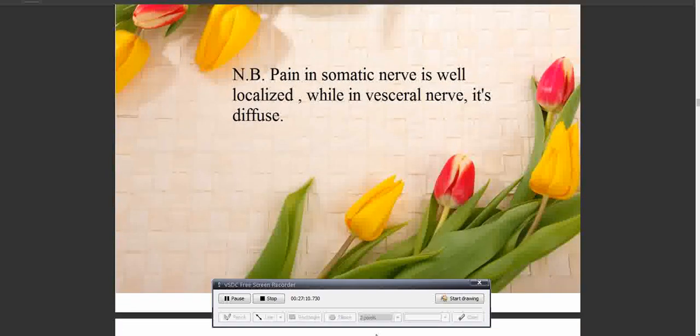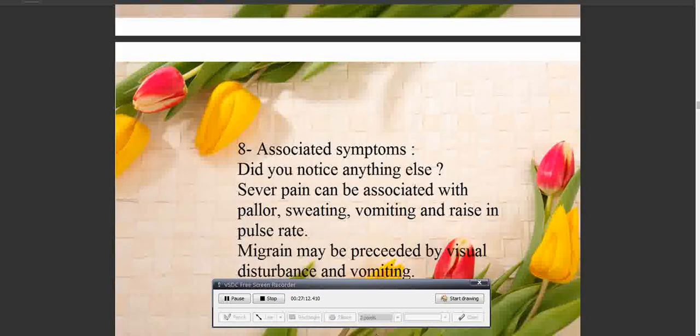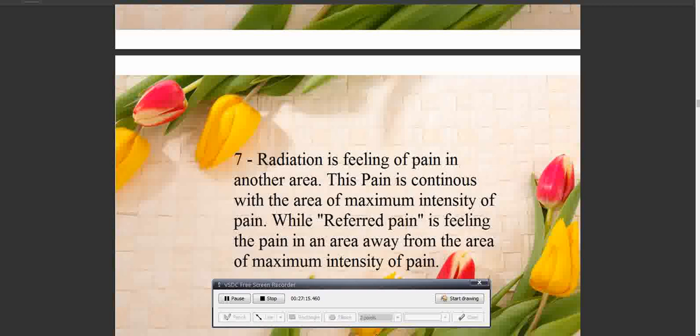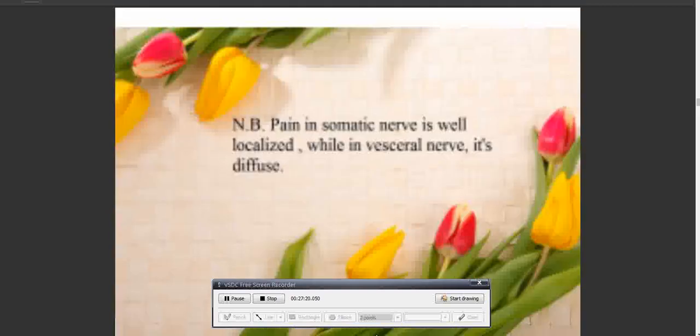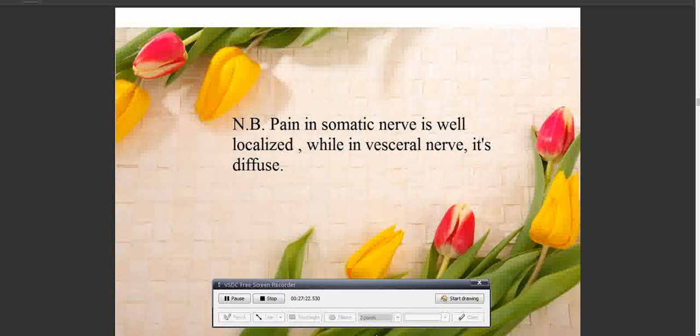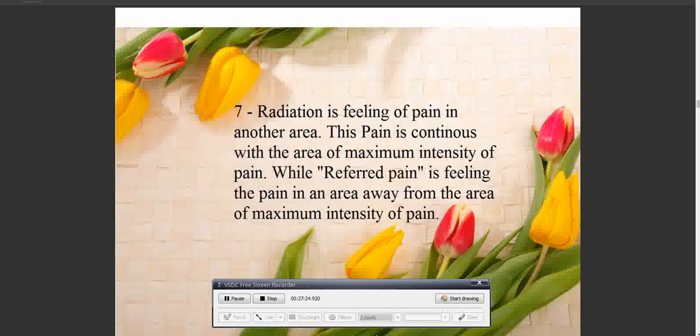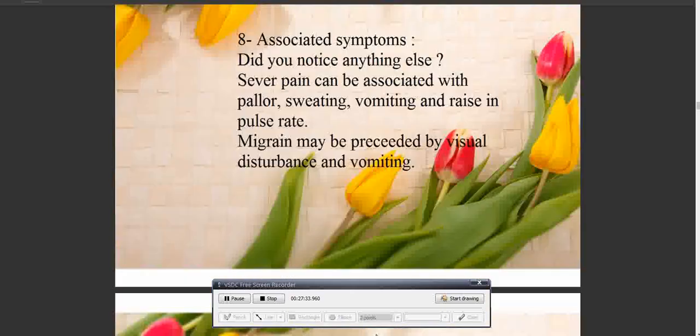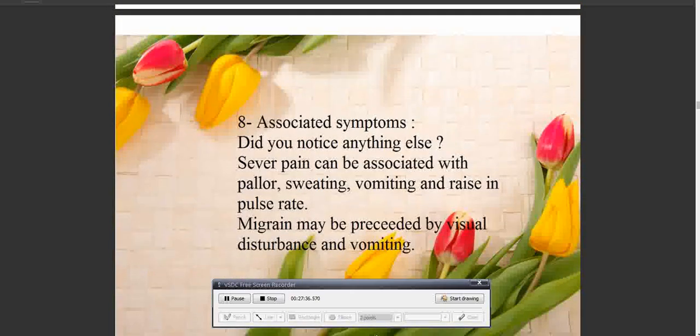Pain is sometimes well localized. We still need to know radiation is feeling of pain in another area. This pain is continuous, and with the area of maximum intensity of pain, while referred pain is feeling the pain in an area away from the area of maximum intense pain. You can still go to medical students, undergraduate level, check on Clerkship and then General Clerkship, and then download this note. They are all there.